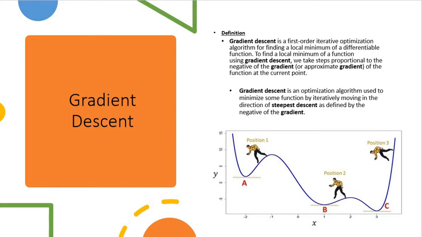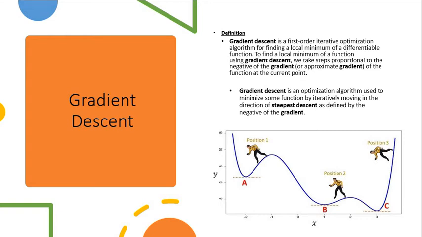Let's take a little bit of a deep dive into gradient descent because this is the base of any type of neural network. Now you can see a diagram here where there are three persons or three positions. One is near A, one is near B, and one is near C.